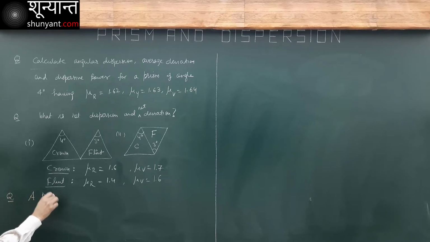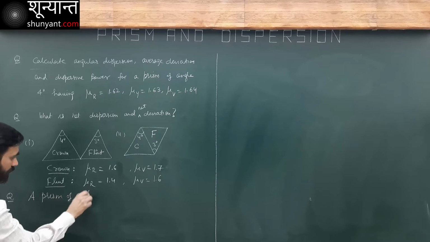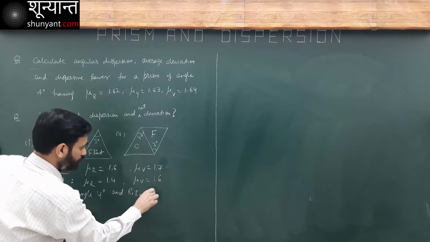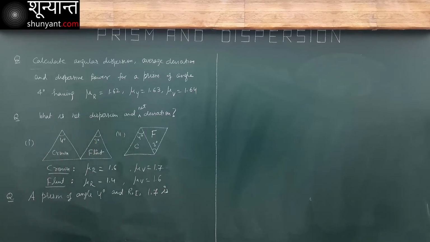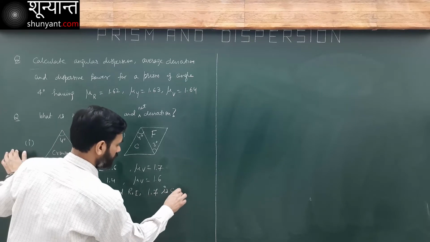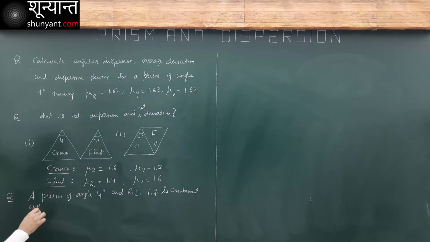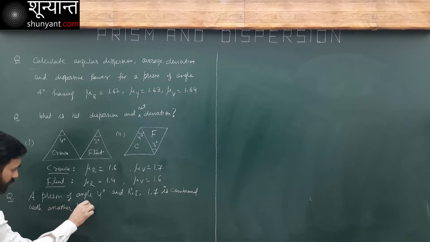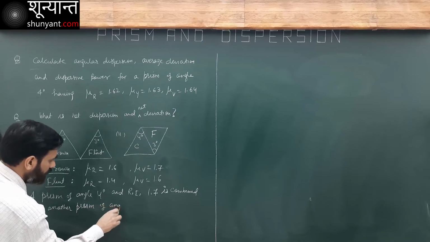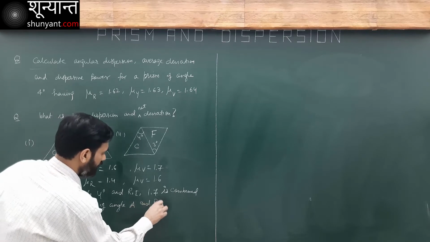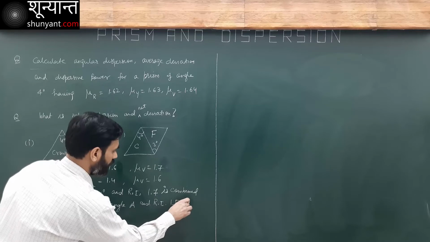A prism of angle 4 degree and refractive index 1.7 is combined with another prism of angle, let's say, A, and refractive index 1.5. Find A.